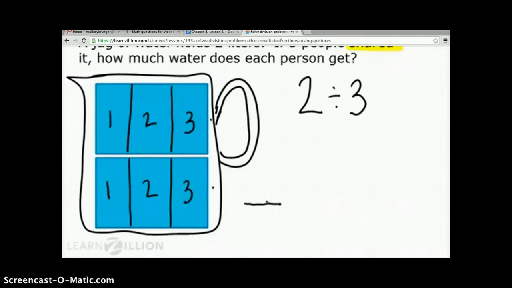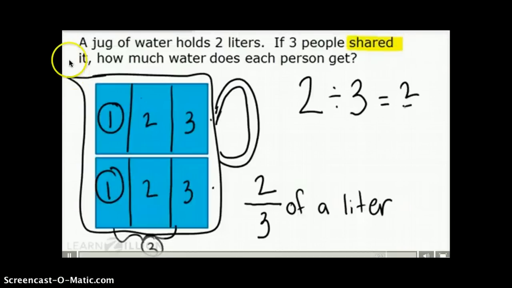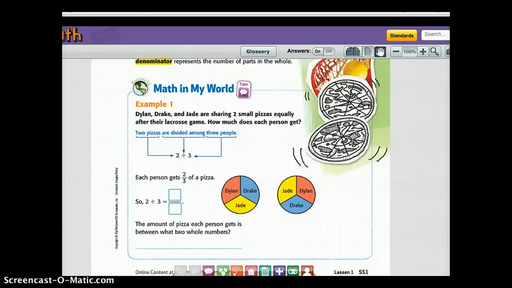And again, if I think about my answer, I know that I want to know how much of a liter each person can get. Each liter has 3 parts to make a whole, and each person is going to get 2 pieces out of a liter, which means that each person will get 2/3 of a liter of water. I divided 2 into 3 groups, or 2 divided by 3, and I got 2/3 of a liter of water as my answer.